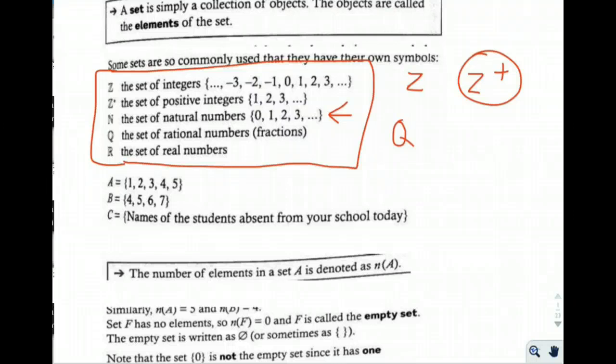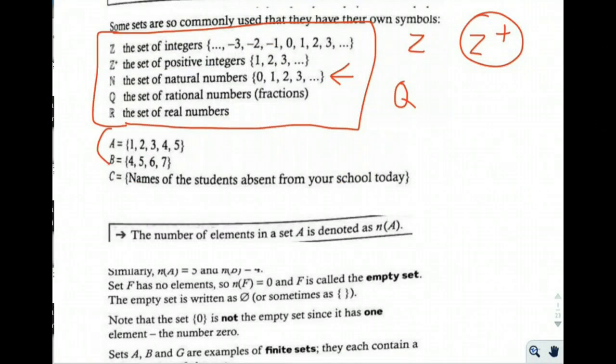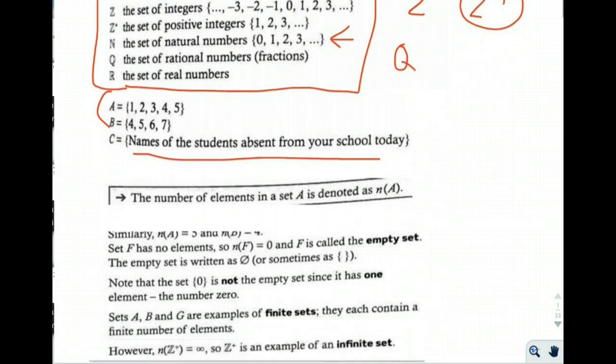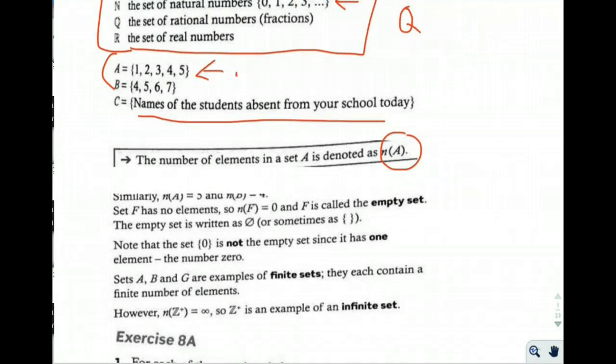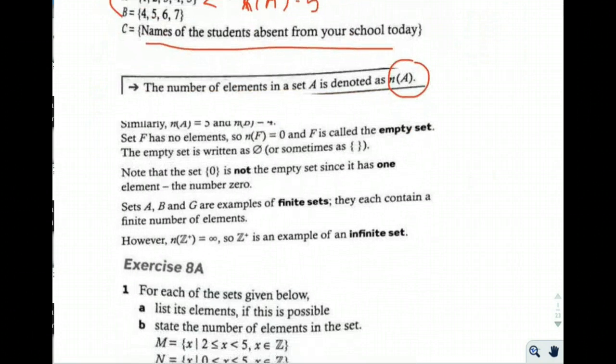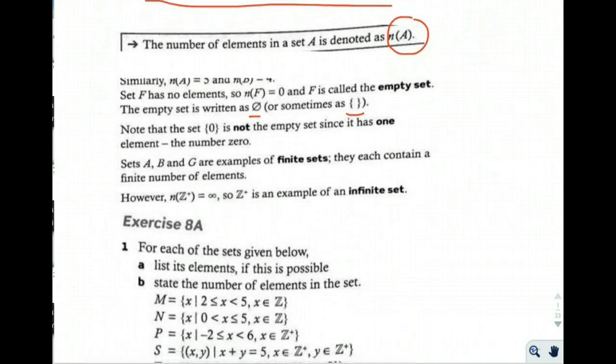And then here are some examples. It could be numbers, it could be a description. What's n with A in parentheses? It's the number of elements in the set. So for example, n(A) here would be equal to 5. The circle with a line through it is the empty set. It can also be written as empty brackets. Usually you say that when there's no solution.